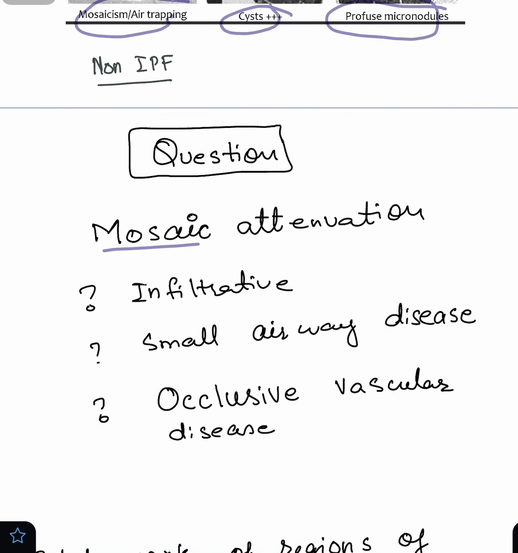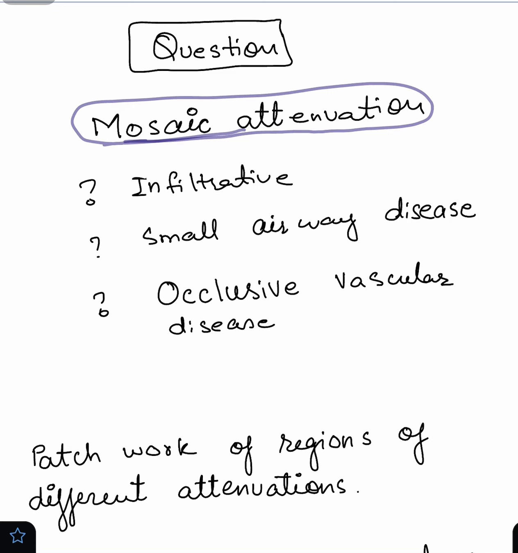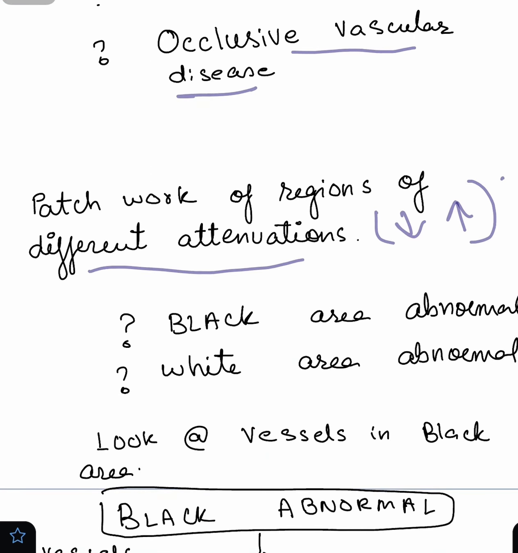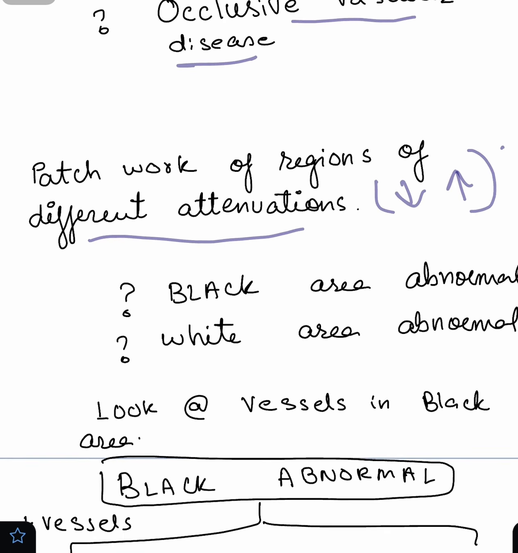Next is mosaic attenuation. So whenever mosaic attenuation comes to mind, we know it is a patchwork of regions of different attenuations, high and low. First thing which comes to mind, is it an infiltrative process? Is it a small airway disease? Is it an occlusive vascular disease? To answer all these questions in mosaic attenuation, we need to find out what area is actually abnormal.